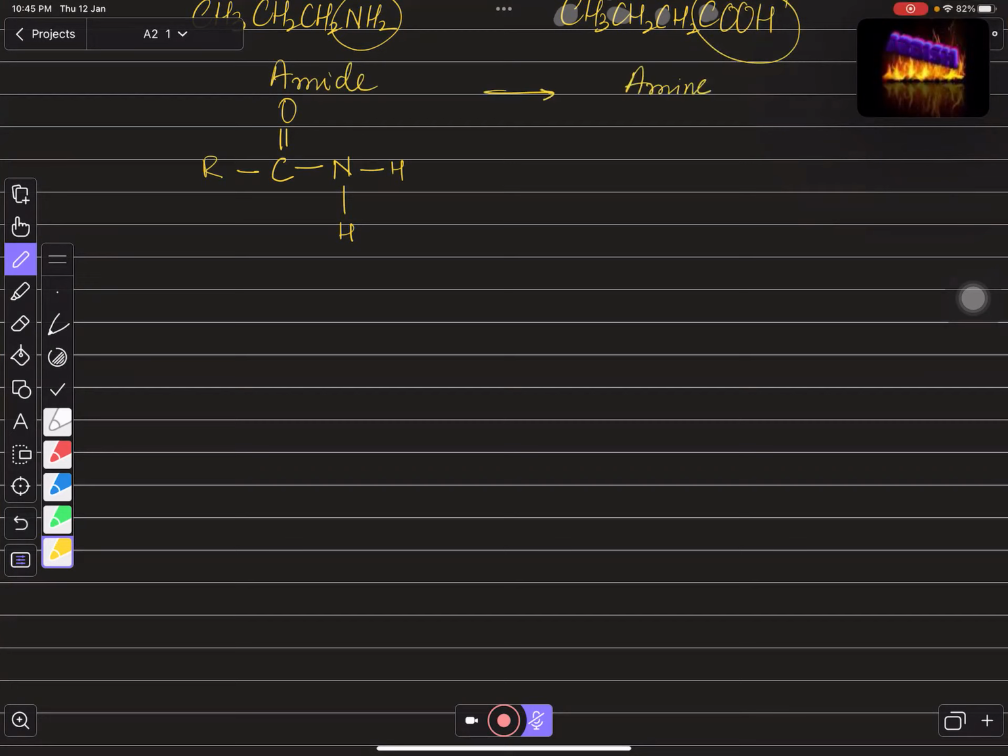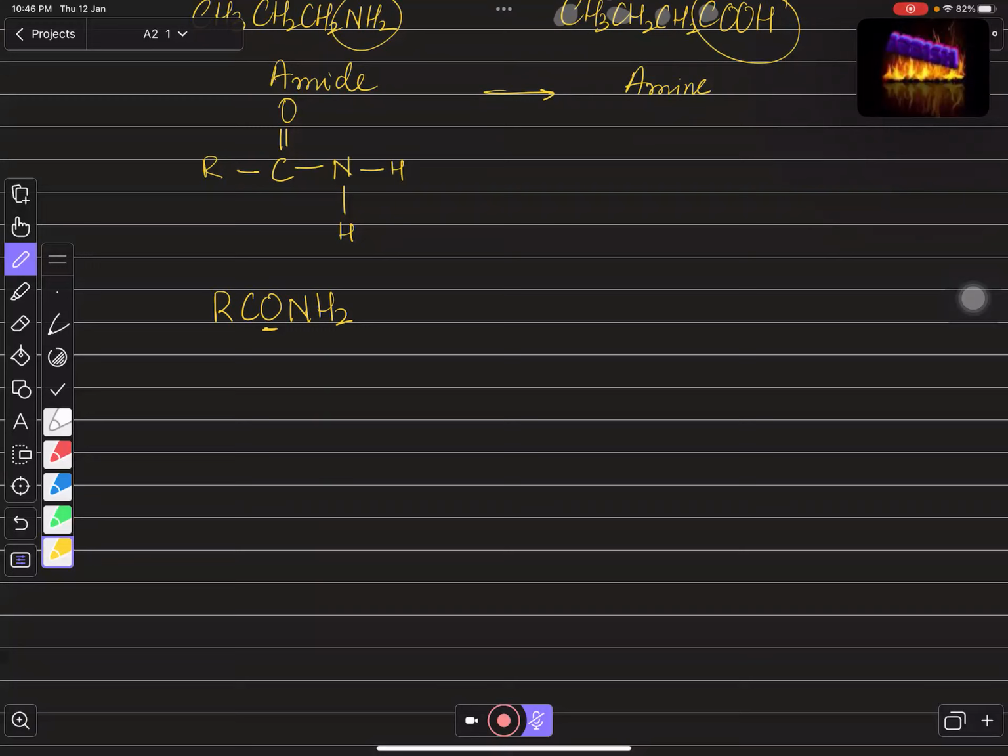For this, we just need to break this bond, or we need to do something so that this amide somehow converts into amine. How can it be converted? The easiest way is that if you have this amide, CONH2, we have oxygen over here. If we can convert this oxygen into hydrogen, it would be good for us. We can easily convert this amide into amines.